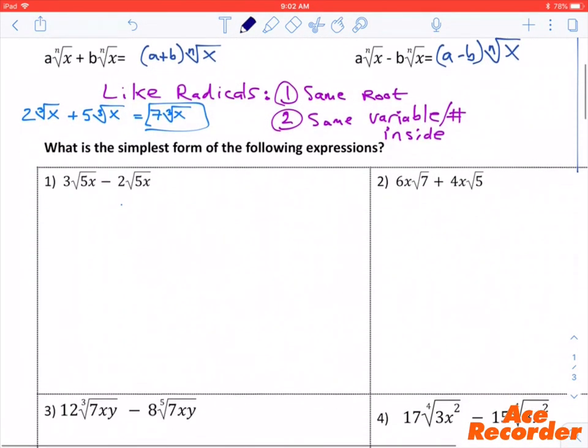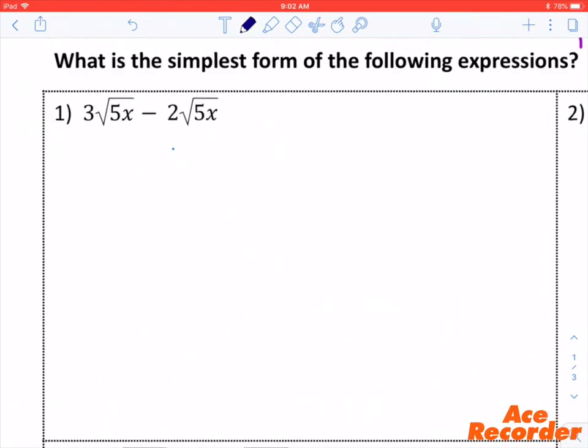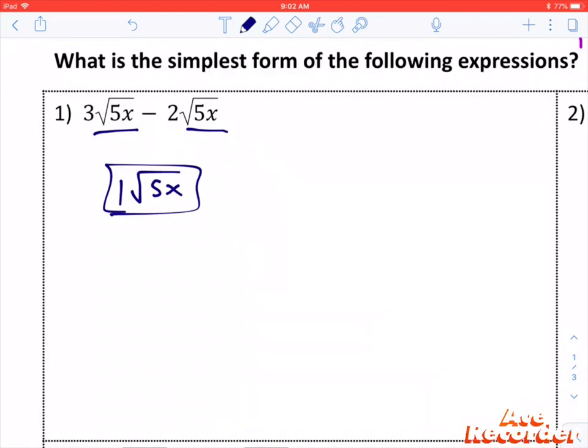Okay, so number one, look at the radicals first. Their roots are the same and what's inside are the same. So the outside can go ahead and go together. So 3 minus 2 is 1, and then the radical stays the same. So you can either have 1 square root of 5x or just square root of 5x. Either way is fine.